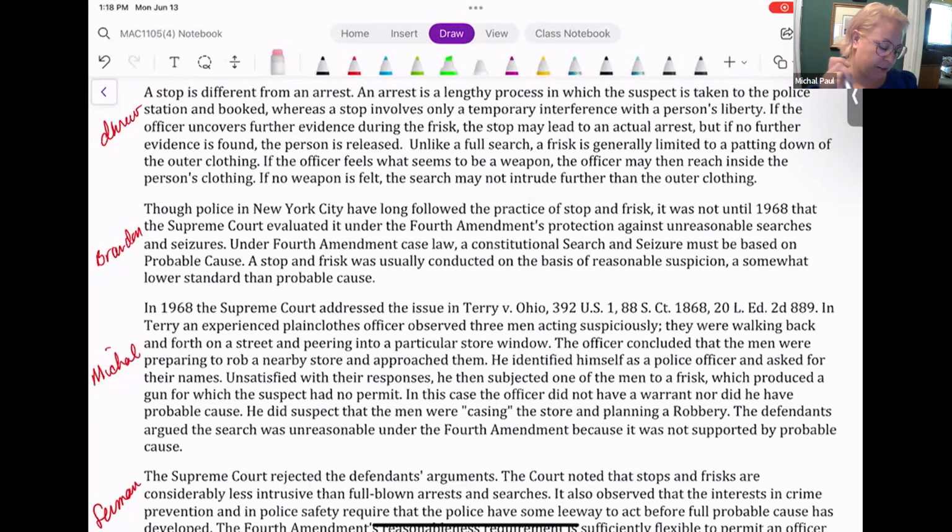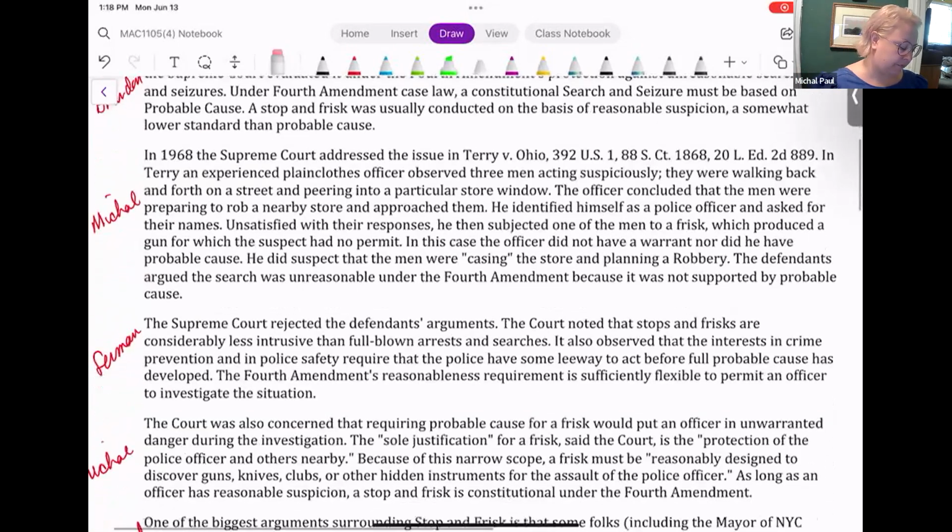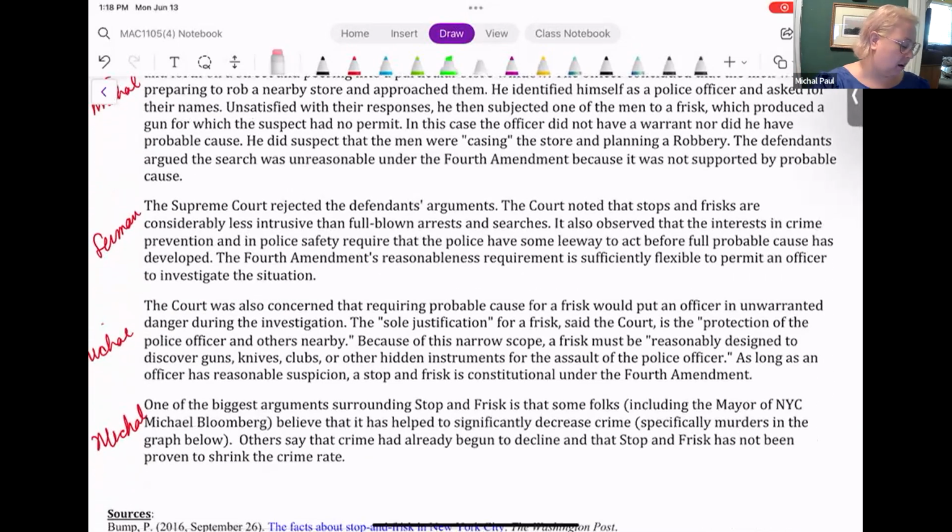In this case, the officer did not have a warrant, nor did he have probable cause. He did suspect that the men were casing the store and planning a robbery, but the defendants argued that the search was unreasonable under the Fourth Amendment because it wasn't supported by probable cause. All right, Furman, you want to take it over?